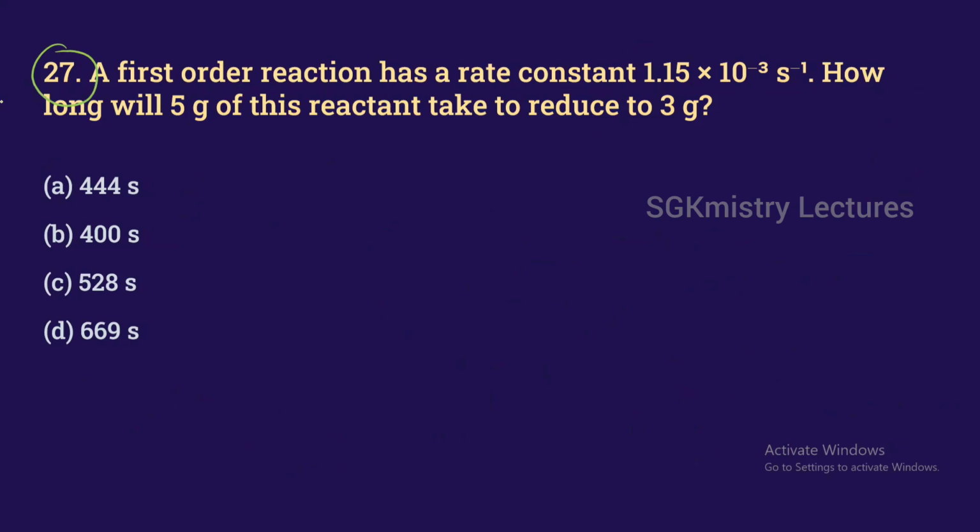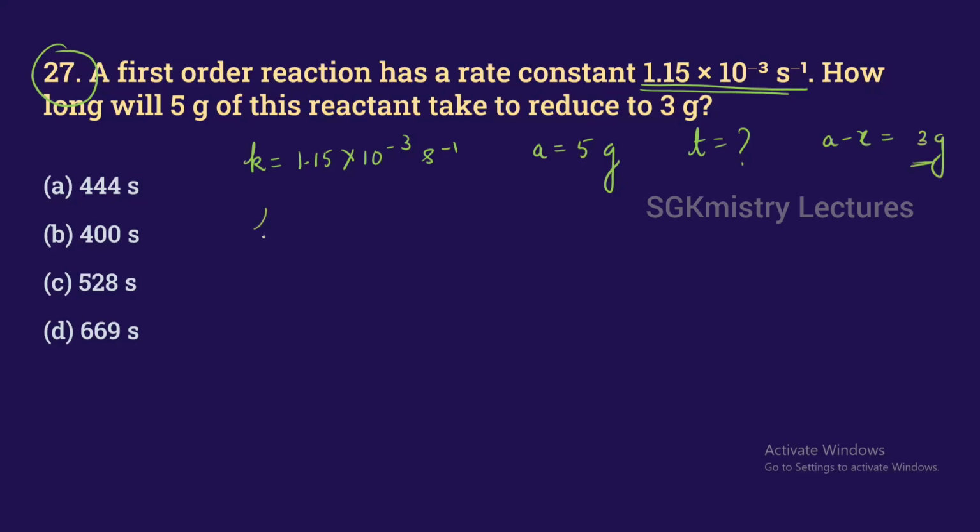A first order reaction has a rate constant 1.15 into 10 to the power of minus 3. So K is given as 1.15 into 10 to the power of minus 3 second inverse. How long will 5 gram of this reactant take to reduce? So A is 5 grams, and T is asked. Reduced to 3 gram. Now it is reduced to 3 grams, so A minus X direct value is given. That is 3. So again substitute the value.